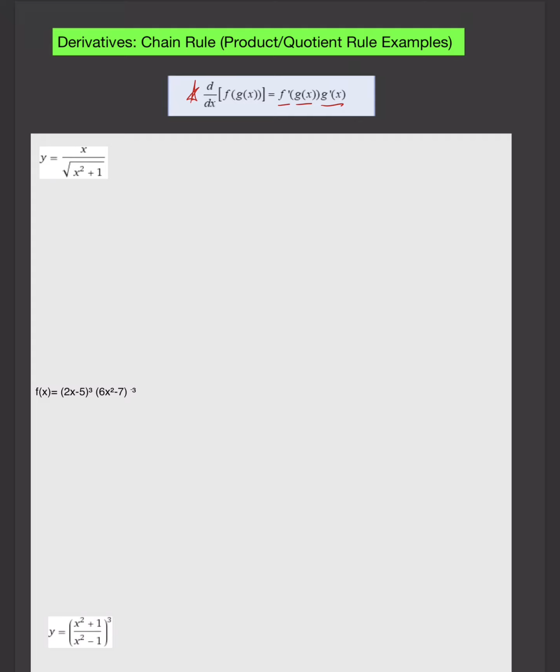Alright, for our first example, you can do quotient or product rule, but I prefer to bring the denominator to the numerator, which would be x squared to the negative 1/2, just because it looked like it could get messy with the quotient rule. You can try it either way and see what you get. You should get the same thing.